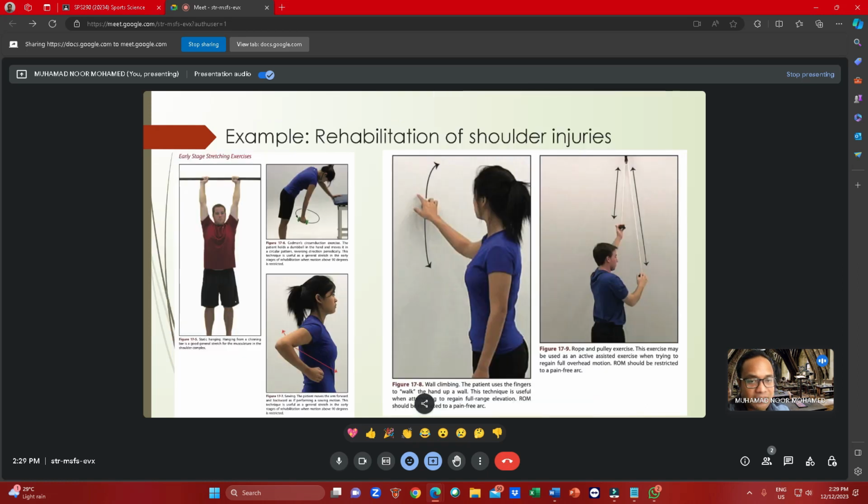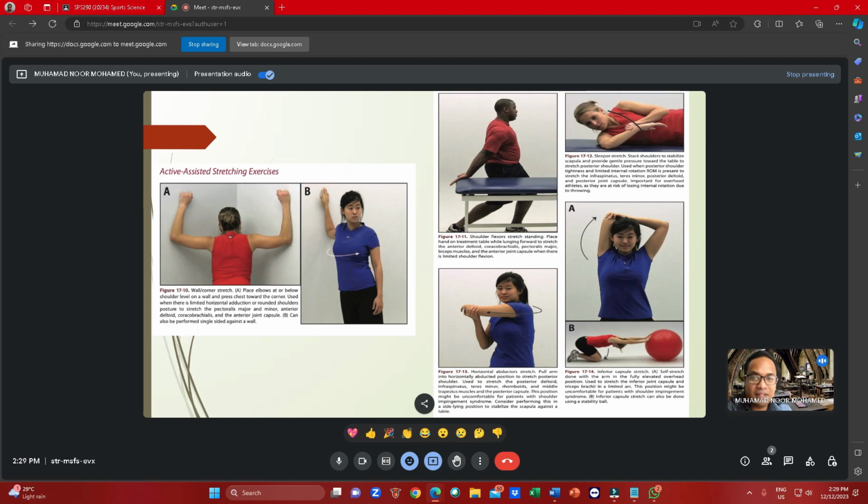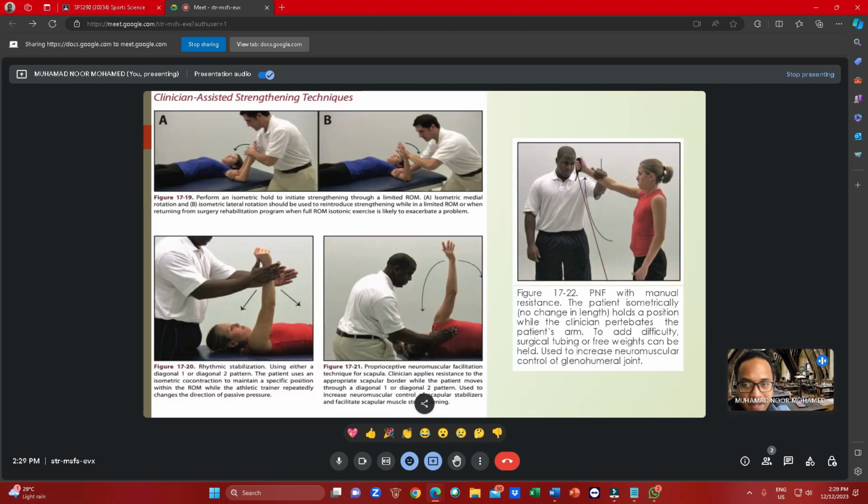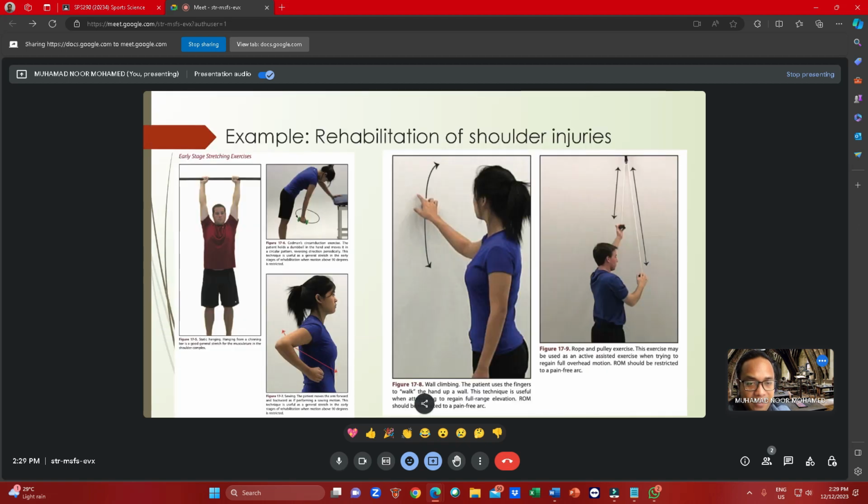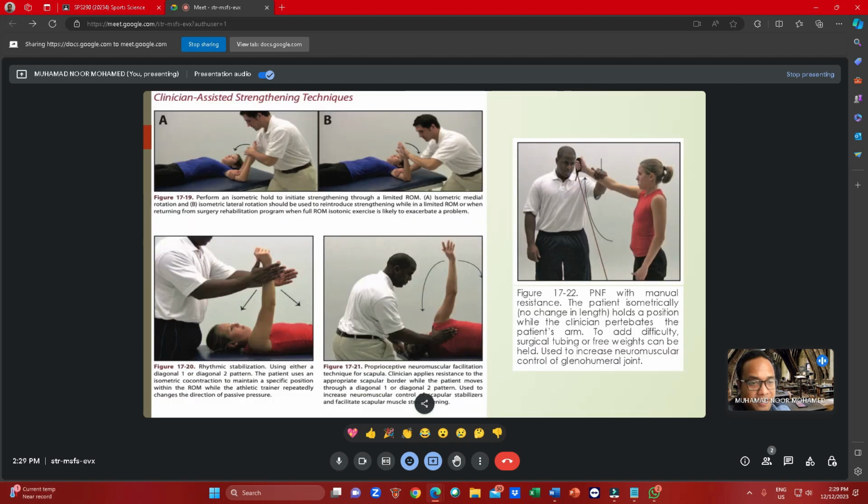Okay, these are some of the examples that we can do for shoulder rehabilitation exercise. We have early stages. We have wall climbing by using our fingers, so we go up in order to stretch our shoulders slowly. We have active assisted stretching. We have clinician assisted, which is more towards passive movement. The first two are more towards active, and this one is more towards passive, where we perform the stretching with the aid of somebody else.